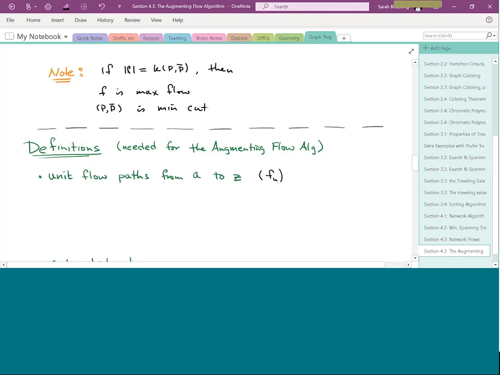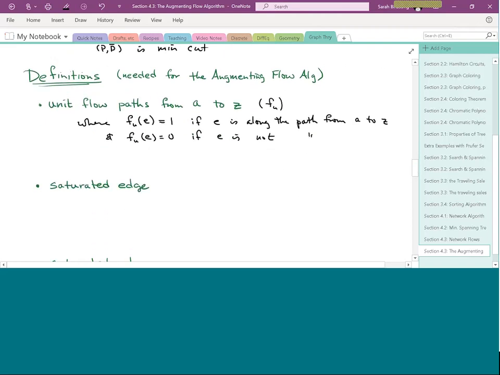This is defined as: if you plug in E, you're going to get back 1 if E is along the path from A to Z, and the flow is going to be 0 if E is not along that path. Okay.